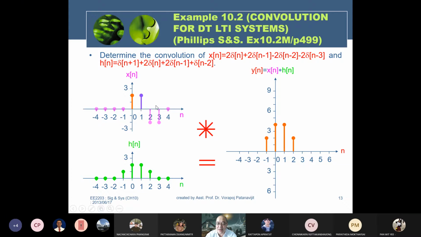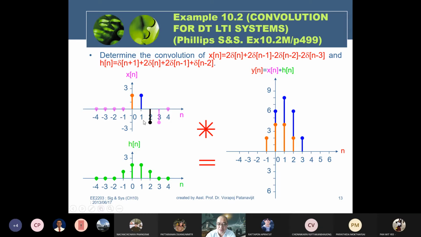For the second one, the blue one. The blue impulse is the same as the previous, 2 multiply 1 give you 2, 4, 4, 2. And the location will be shifted to the right by 1 position. 2, 4, 4, 2.